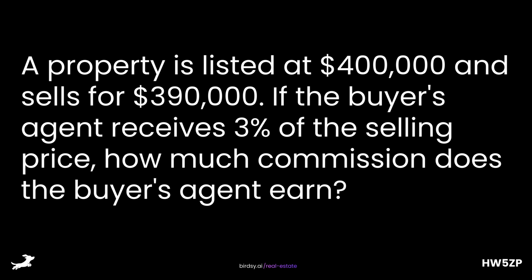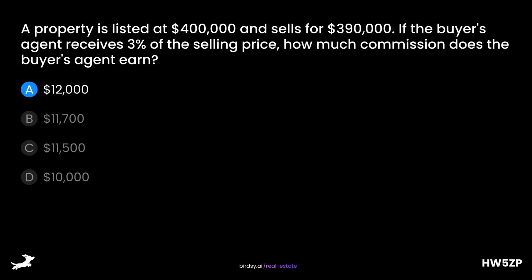A property is listed at $400,000 and sells for $390,000. If the buyer's agent receives 3% of the selling price, how much commission does the buyer's agent earn? Is it A. $12,000, B. $11,700, C. $11,500, or D. $10,000? The answer is B. A total amount of $11,700.